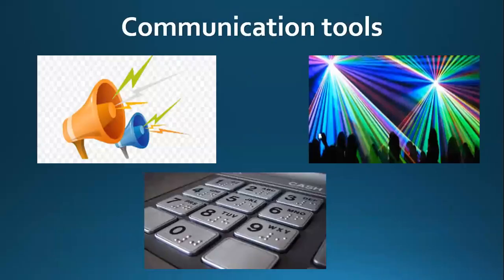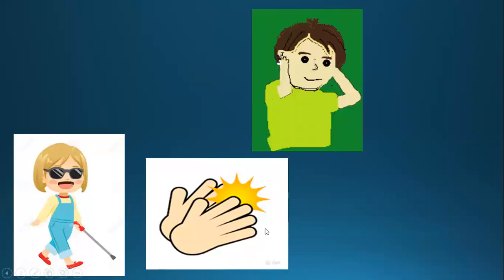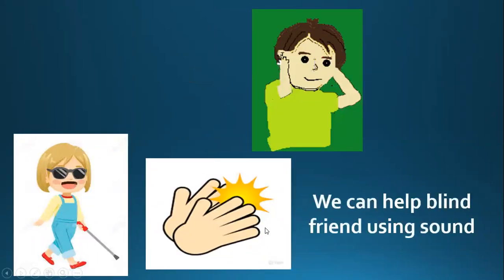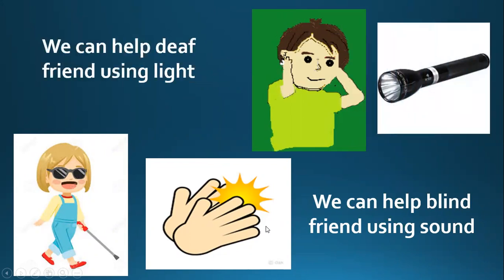We have learned a lot about communication tools as sound, light, and coding. Now, imagine you are helping Noor's new classmate Rana using sound, or a new friend who is deaf. Deaf means that he cannot hear. So we can help him using light.